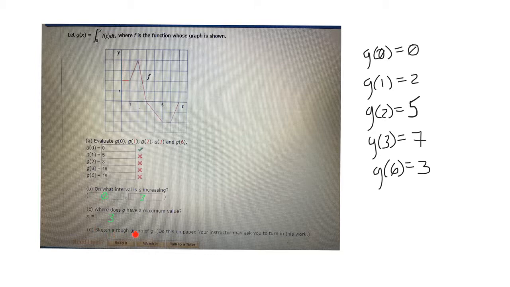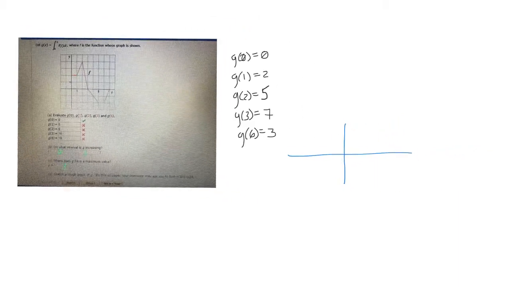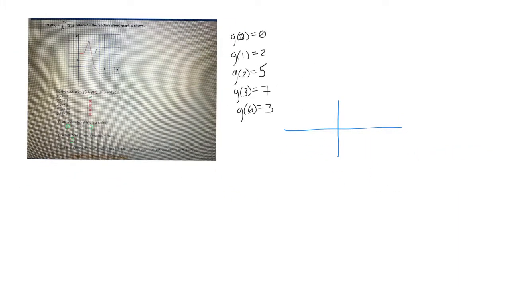Okay, sketch a rough graph of g. Do this on paper. Your instructor may ask you to turn in this work. Okay, so let's sketch a rough draft. We're going to utilize the values that we have. Even if you're not quite sure how to do it just yet, you really can't go wrong by doing that, because we know for sure that all of these values are certainly on the graph, right?